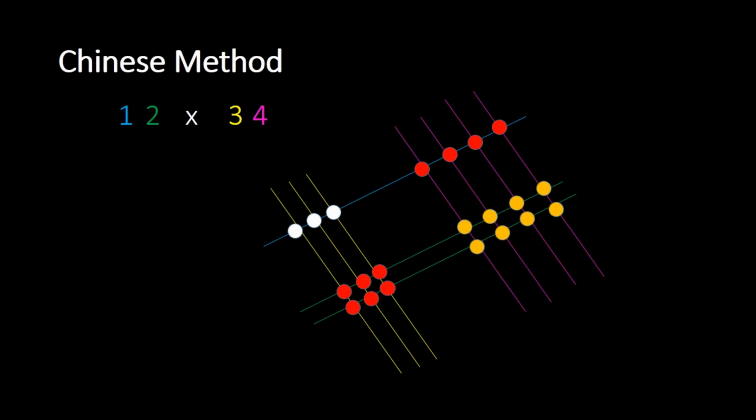Now we have 3 white dots, 10 red dots, and 8 yellow dots. Each of these will be a digit in our answer. But since 10 is too big for a single digit, we are going to have to carry that over. So our answer would be 408.